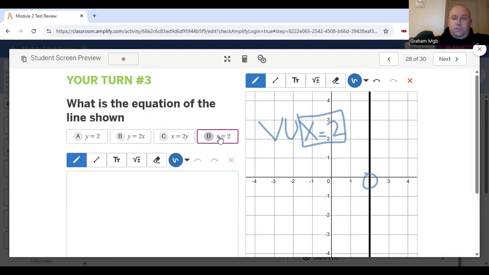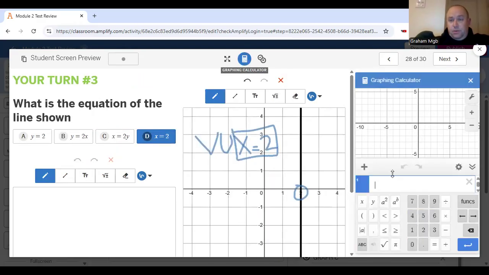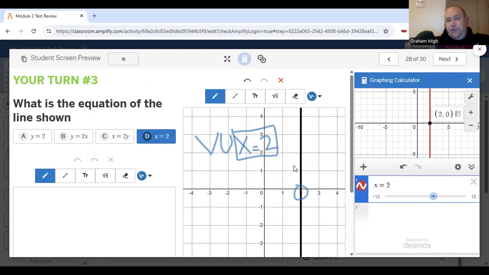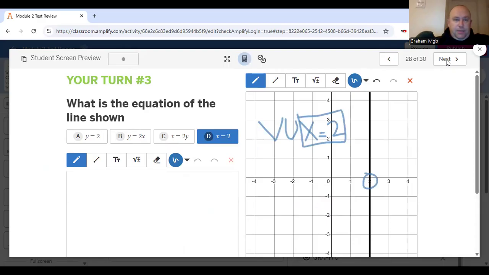And even if this was not multiple choice, there's nothing to stop you from checking your answer as well. So I typed in x equals 2. You can see it goes through 2, and it's a vertical line just like this picture. So we know that we've got this question correct as well.